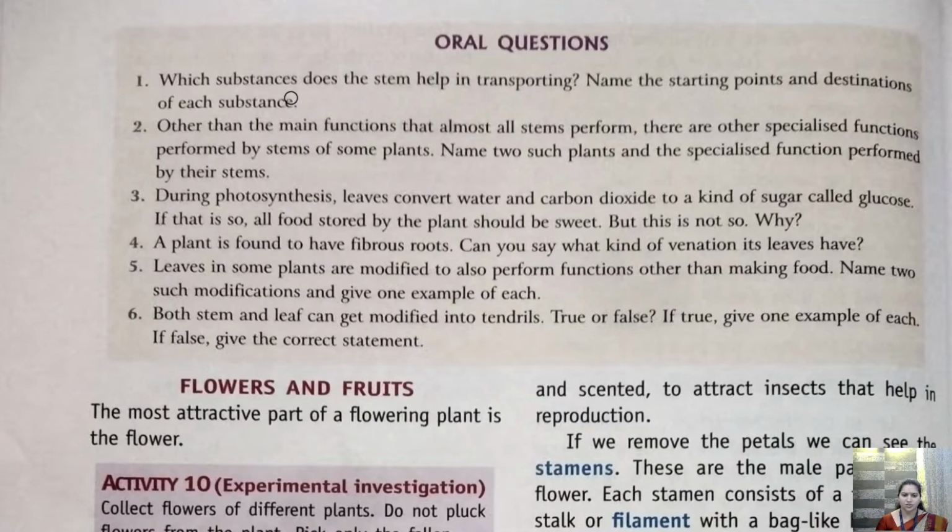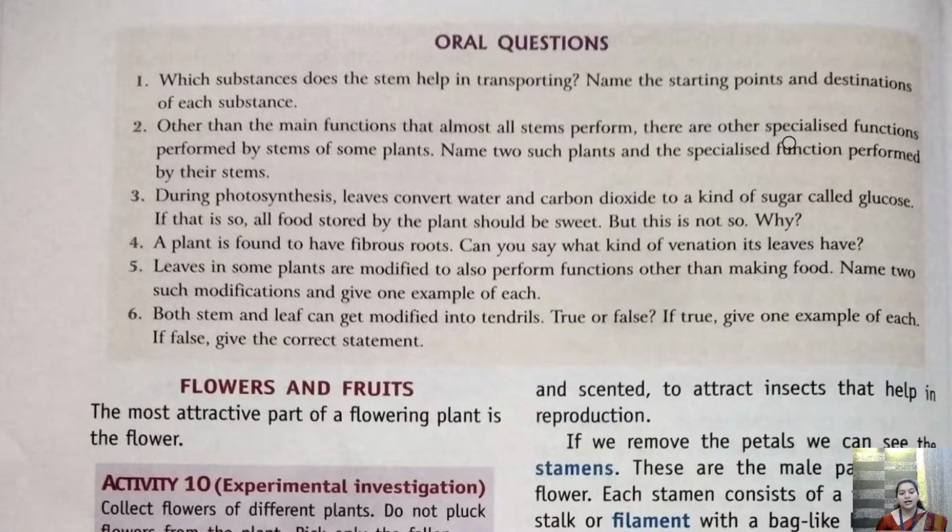Let me start with the first one only. Question number 1. Which substances does the stem help in transporting? स्टेम कौन कौन से substances को transport करने में help करता है? So we know that stems help in the transportation of water, minerals, food. Alright, water, minerals and food. All these things can be transferred through the stem.